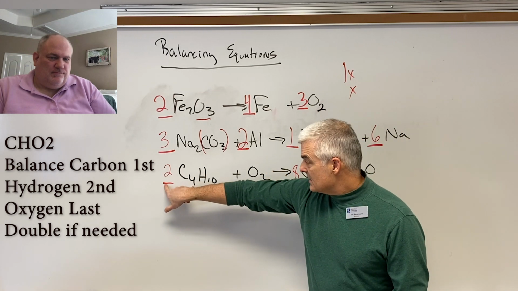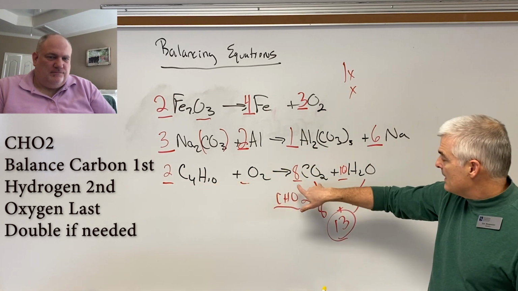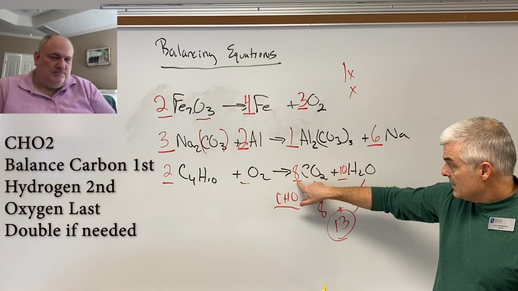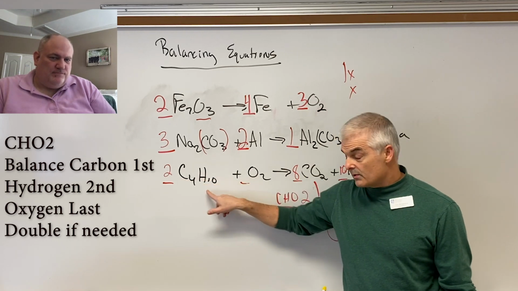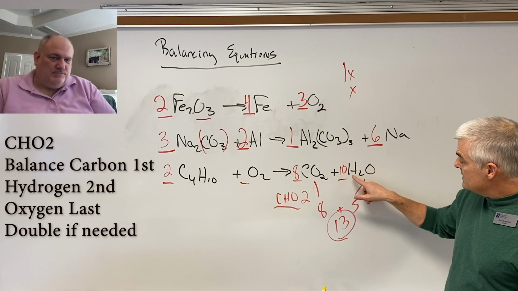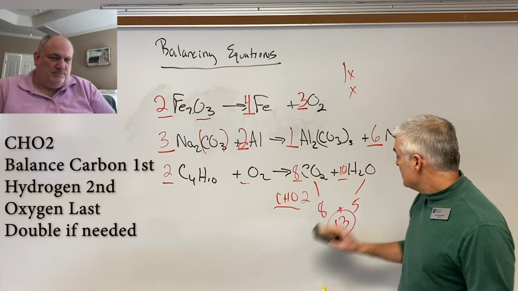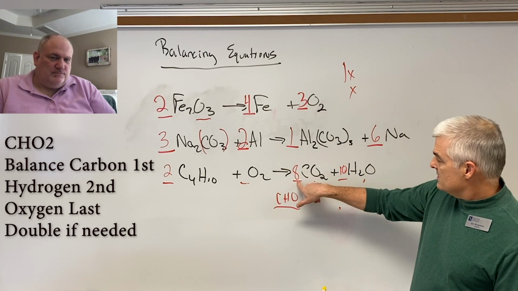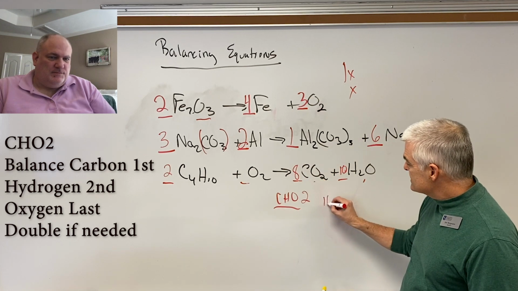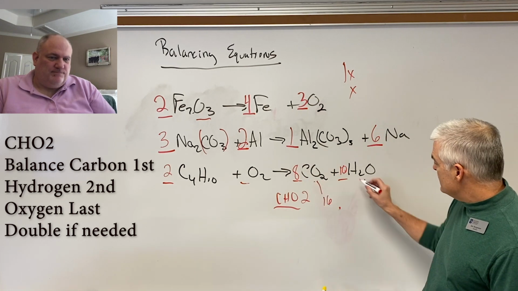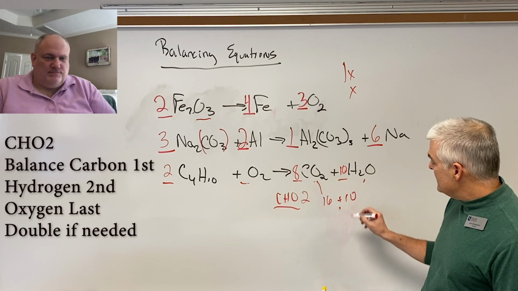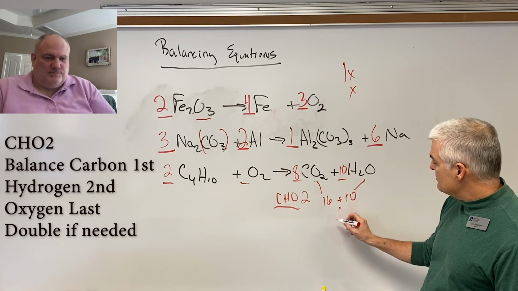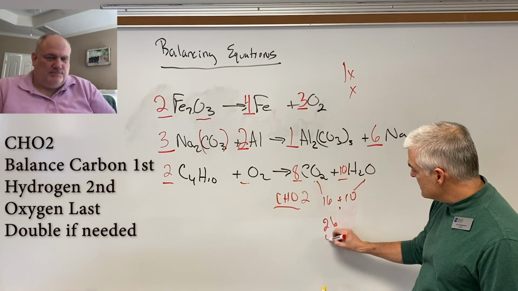Now, how many C's? 8. 2 times 4 is 8. How many C's? 8 times 1. How many H's? 2 times 10 is 20. How many H's? 10 times 2 is 20. And now let's add up our O's on this side. How many O's here? 8 times 2 is 16 from the CO2. And then 10 times 1 is 10 from the water. 16 plus 10 is 26.